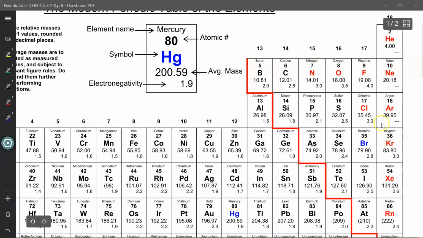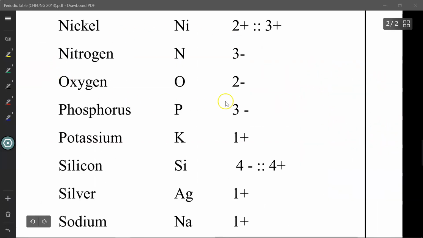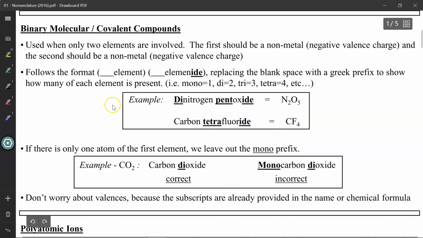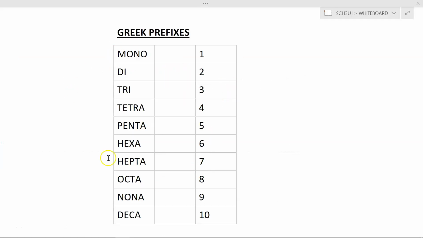Now because we're only dealing with nonmetals, and nonmetals typically have a negative valence charge, it won't be possible to follow the zero-sum rule because both sides would be negative and you'd never add up to 0. So in this case, we need to use Greek prefixes, di and pent for instance, to denote how many of each element is present in this particular compound. So these are the Greek prefixes that you're responsible for.